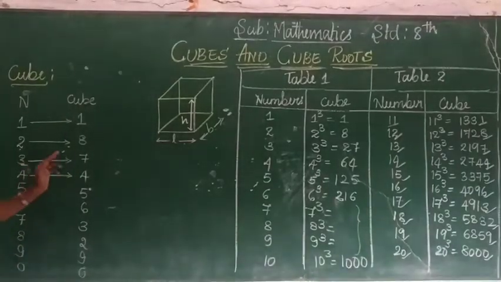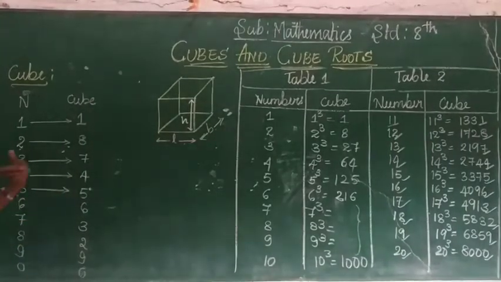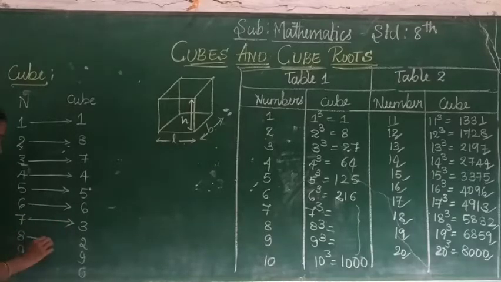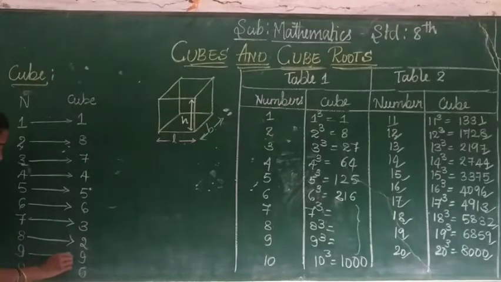The cube of a number ending with 4 ends with 4. The cube of a number having 5 in the unit place ends with 5. A number with 6 in the unit place has a cube ending with 6. And 7 is the number, the cube ends with 3. 8 is the number and the cube ends with 2. 9 with 9, 0 with 0.